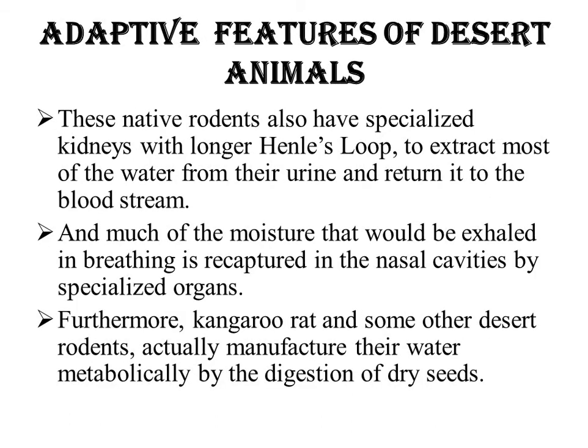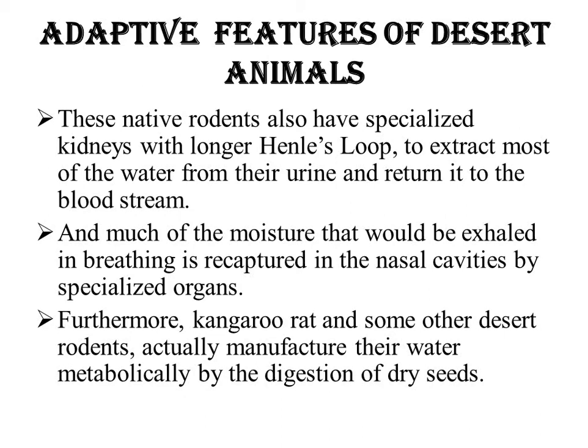These native rodents may also show specialized kidneys with longer Henle's loop to extract most of the water from their urine and return it to the bloodstream. As you know, the Henle's loop shows multiplier effect, where the concentration of the urine is carried out with the help of the long length of the Henle's loop, and more water is reabsorbed due to the large length of the Henle's loop, and urine formed is more and more concentrated.